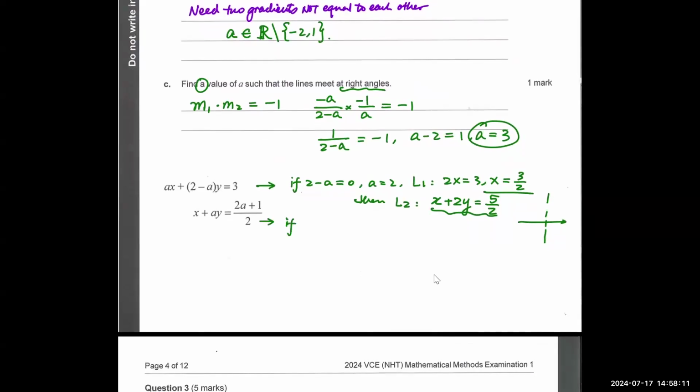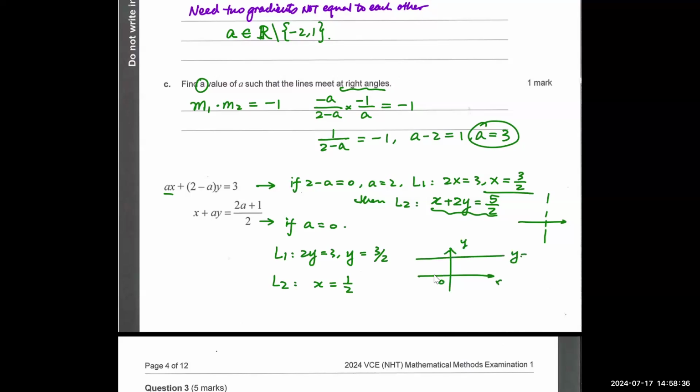The other case is if a equals 0. Well, we can still get two lines, because line 1 will become 0 plus 2y equals 3, so y equals 3 over 2. And line 2 will become x equals half. Pretty much, if you plot them, this is y equals 3 over 2, and this could be x equals half. They do meet at a right angle, okay?